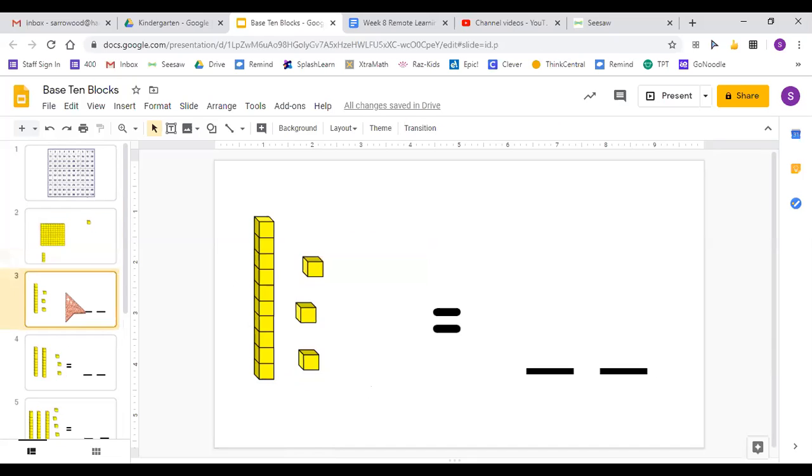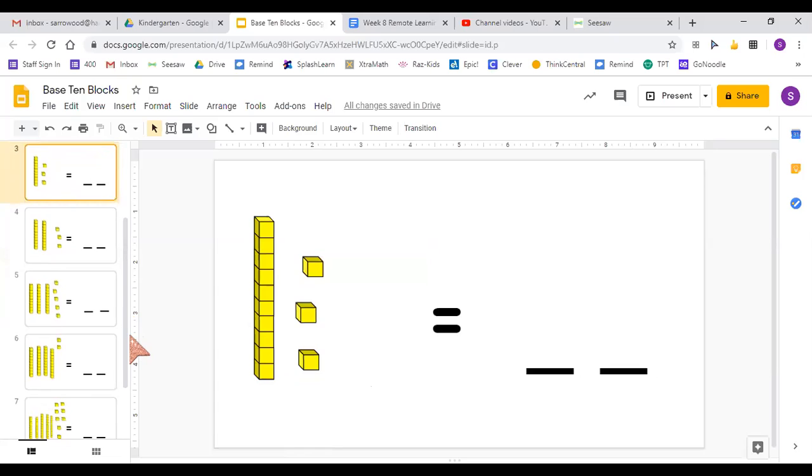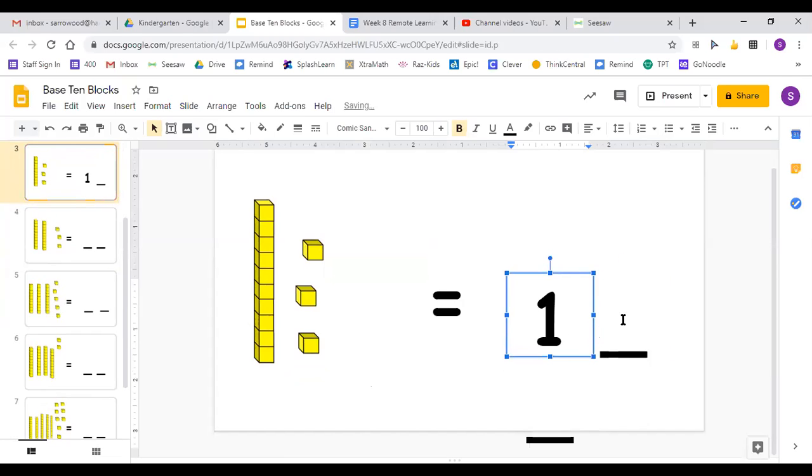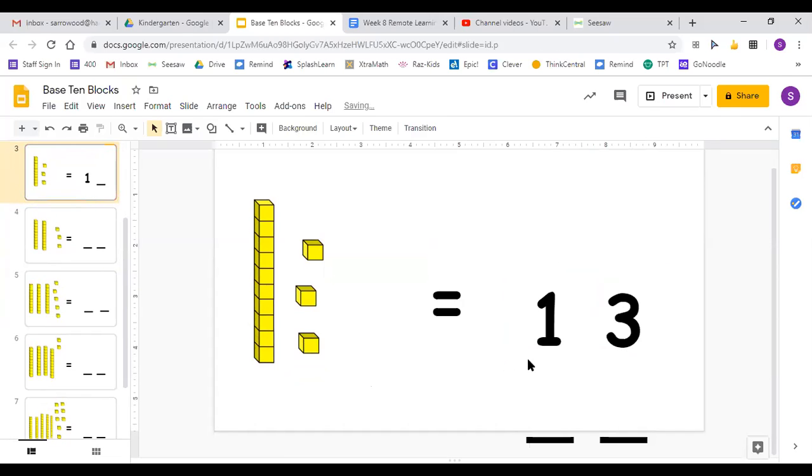So what I want us to take a look at is if I have some numbers, what would I get? So I'm going to count. I have 10, 11, 12, 13. So a 13 is a 1 and a 3. And if I look here, my 1 tells me that I have one 10 stick, and my 3 tells me that I have 3 ones.